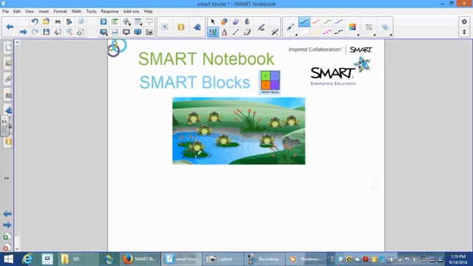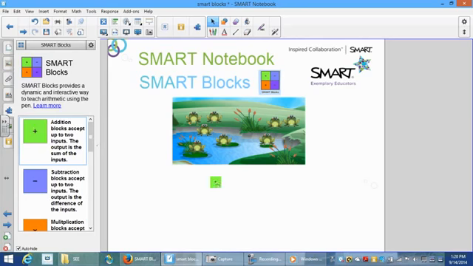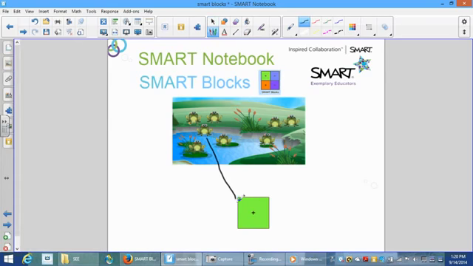Here's a diagram, and I have grouped 5 frogs together, and I have grouped 3 frogs together. So I want the total number of frogs. If I pull in my addition block, pick up a pen, I can just drag from the grouping of 5 and drag from the grouping of 3, and I get a total of 8 frogs.